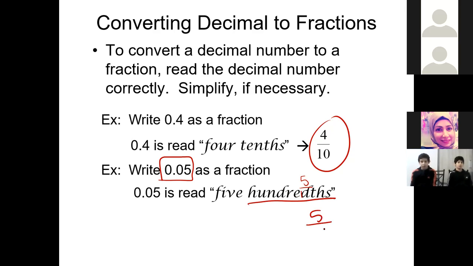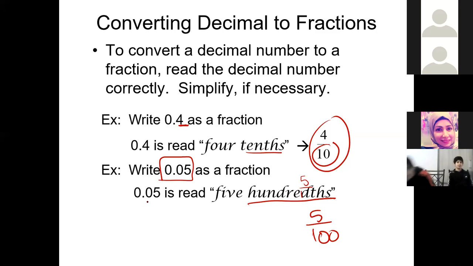If we want to change it to a fraction, 5 over what, Jad? What does hundredths mean? Over 100. So it's the same as 5 over 100. When we have 1 digit in the decimal part, we have to say 10, over 10.